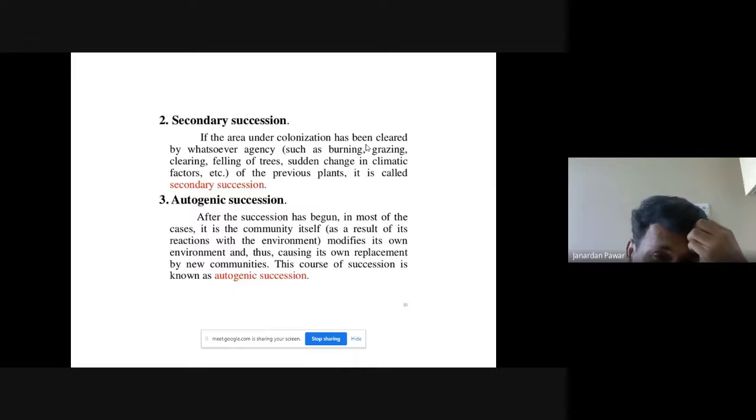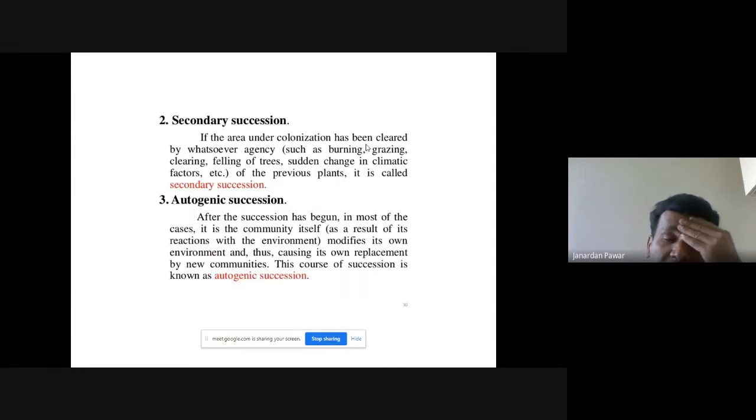What happens here? See, what does autogenic mean? In the case of autogenic, some reactions of environments are considered. Remember, while considering this particular succession, we consider some results of reactions with the environment. Whatever results of the reactions of environments are there, that modifies the entire environment, and the entire replacement takes place. So the sentence they have given after the bracket is very much important: modifies its own environment and thus causing its own replacement by new communities.